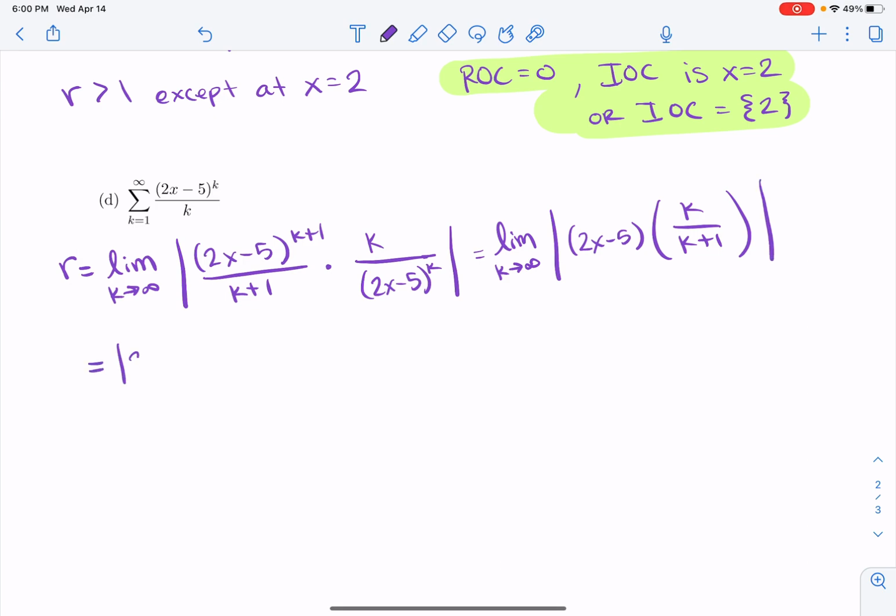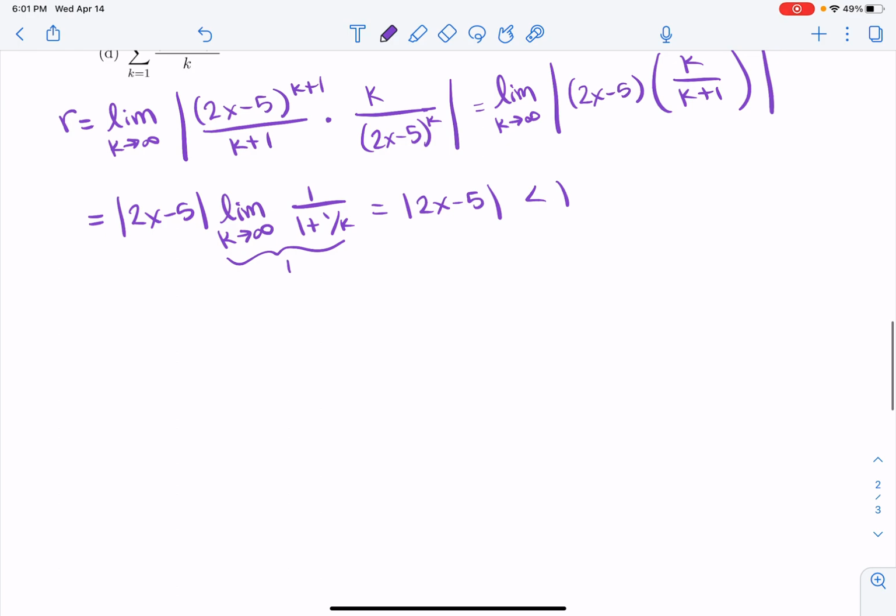So I'm going to pull that 2x minus 5 out front. And then for my limit as k approaches infinity inside, instead of k over k plus 1, I'm going to divide every term by k. So I have 1 over 1 plus 1 over k. K over k plus 1 is indeterminate because it's infinity over infinity. But 1 over 1 plus 1 over k is not indeterminate because it's just 1 over 1 plus 0, which is 1. So I get that the absolute value of 2x minus 5 has to be less than 1 for the series to converge.